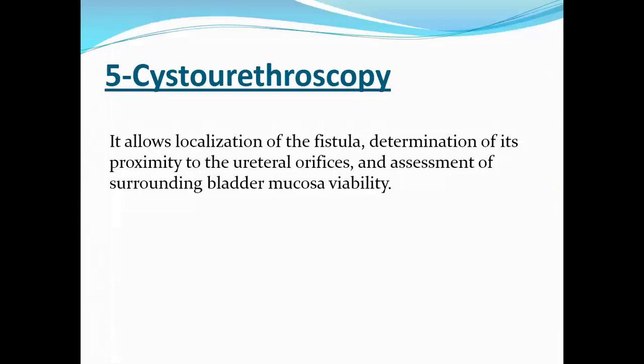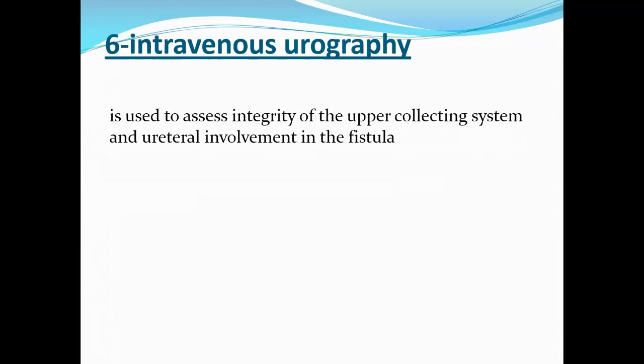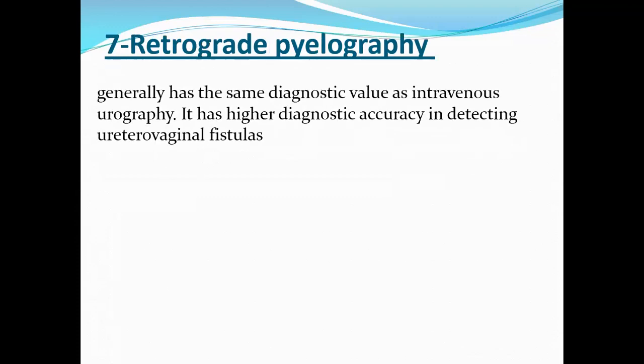Cystourethroscopy is important to visualize the bladder and the ureteric orifices and to assess the bladder mucosa viability. Intravenous urography assesses the integrity of the upper collecting system, and if there is any ureteric involvement, we will see the hydroureter and possibly hydronephrosis. Retrograde pyelography is done by cystoscope.